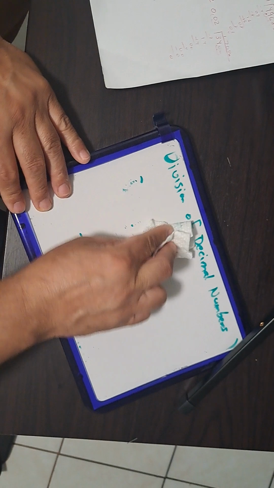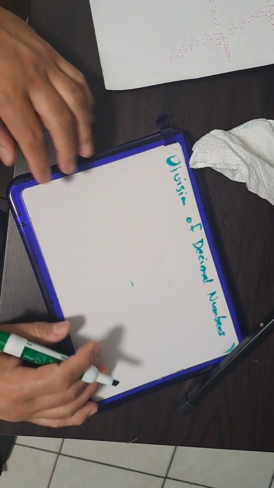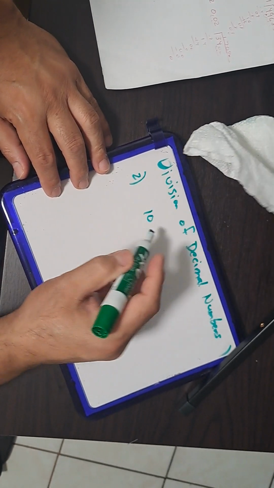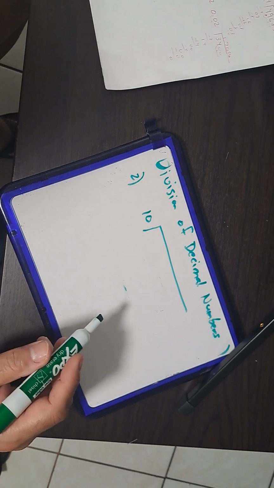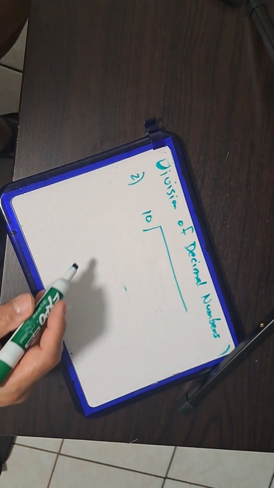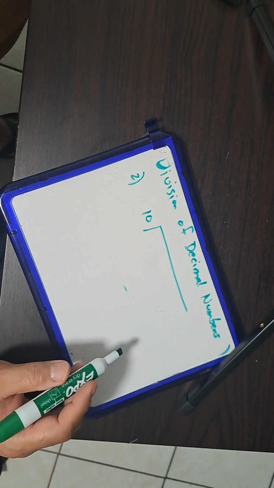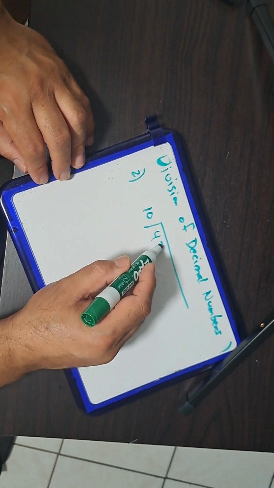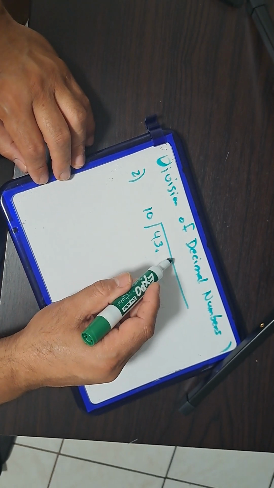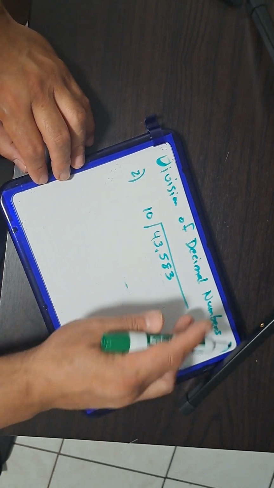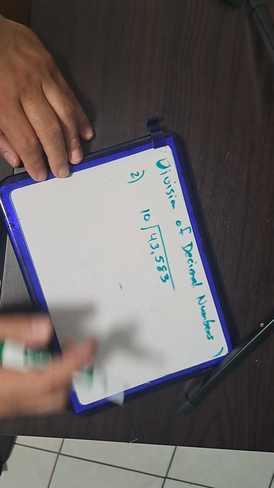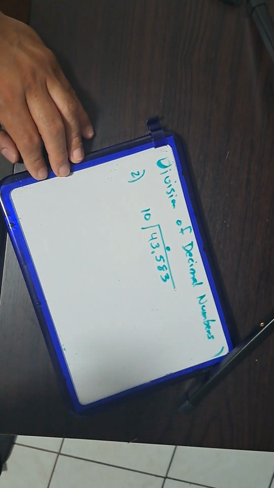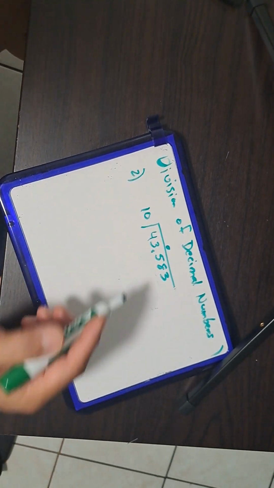Let's do another one. So we got 10. We got 2 digits. Right? Again, you don't have a decimal point outside. You do inside. You just put it on top, and you're good. Now you start dividing whole numbers.